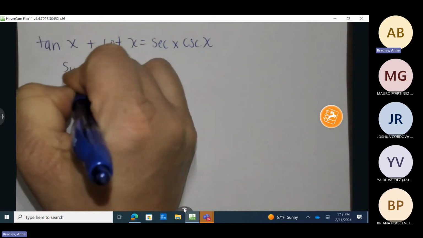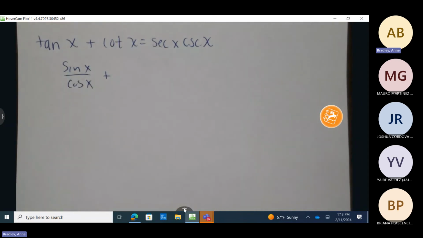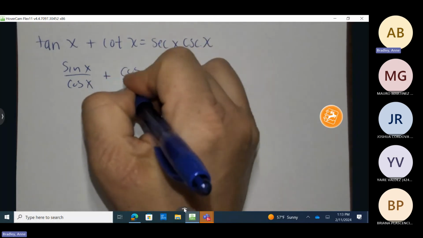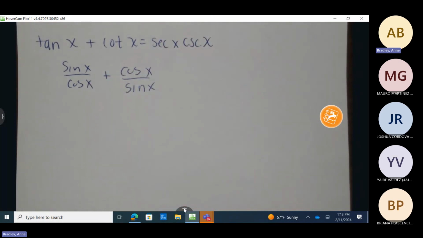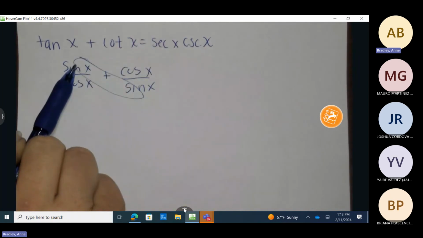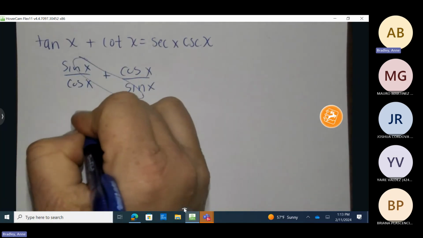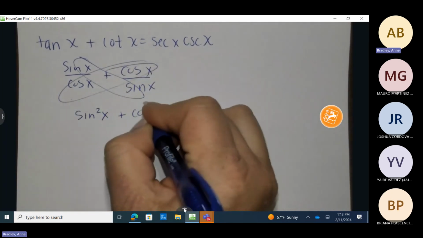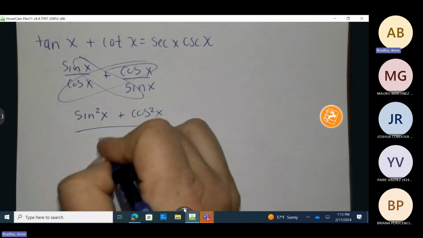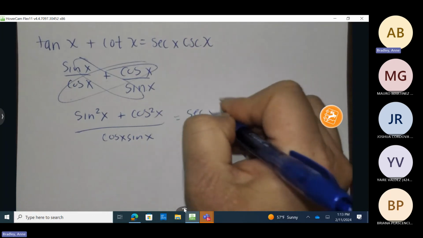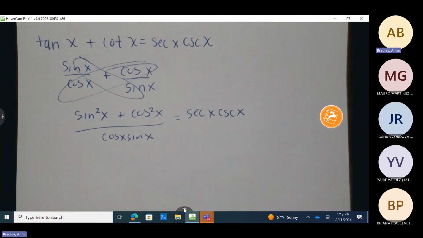Okay, so what is tangent equal to? It's equal to the sine of x over the cosine of x. And what is cotangent equal to? Cotangent is equal to the cosine of x over the sine of x. And now for us to combine these, we would have to have a common denominator. So we're going to use that Macfarlane method or butterfly method. Always go top left down to bottom right. So I have sine squared plus, bottom left up, cosine squared. And on the bottom, we're going to do cosine of x times the sine of x. And we want this to equal secant of x times the cosecant of x.